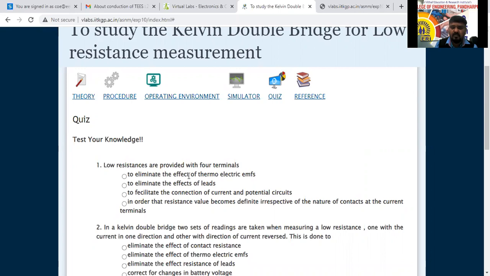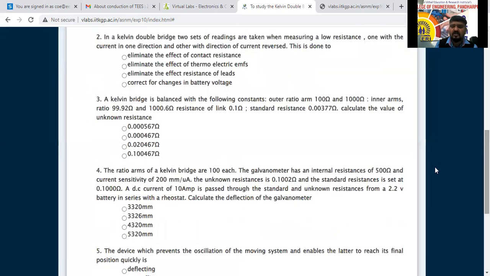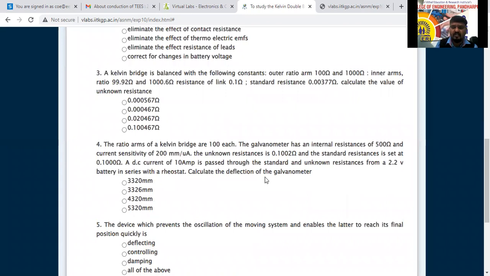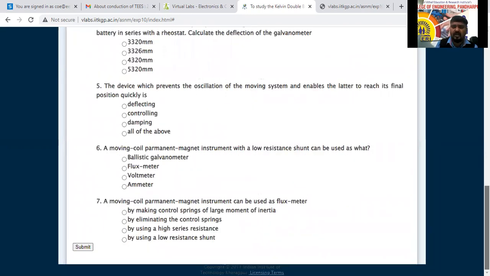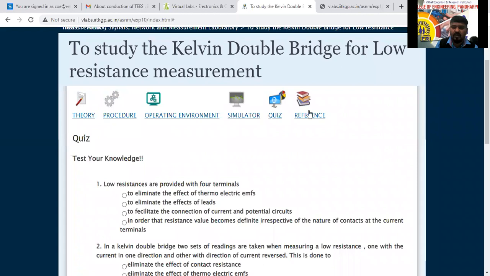Low resistances are provided with 4 terminals to eliminate the effect of leads. After studying this complete derivation theory part, and the derivation is there in the 3rd unit. Once the 3rd unit is over, you can give this one, and by your name you can submit the test also here. MCQ questions may come for the practical oral examination.